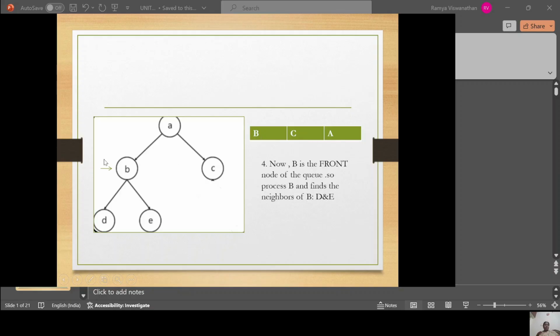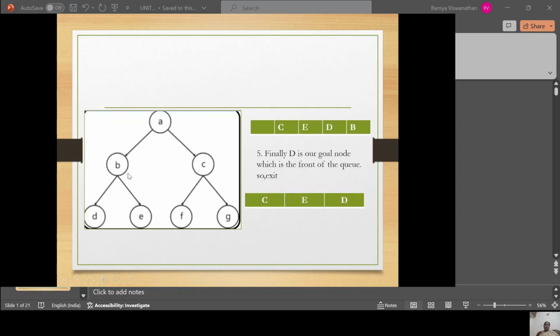Now, right now, the front node is B, right? So if my front node is B, it has two children, that is D as well as E. Once it traverses, the neighbor nodes are D as well as E. Here, my front node is B. It has two children, D as well as E. So, once it reaches the goal node D, it must stop the iteration and it will encounter the final status D, E and C.